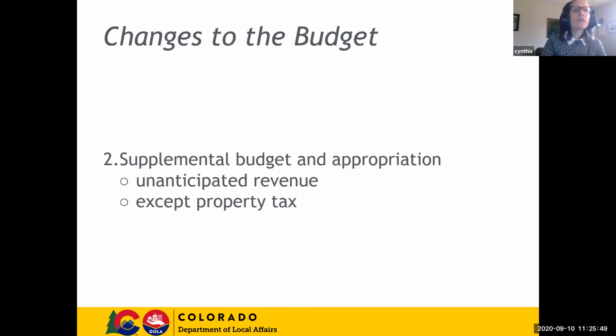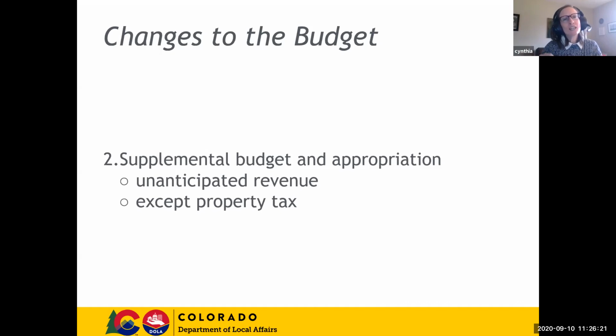Another really common kind of budget amendment is a supplemental budget and appropriation. And this is where there's unanticipated revenue that wasn't part of the original budget, maybe a grant that the board didn't foresee when they adopted the budget, and now they have secured. So they would adopt, again through another budget hearing, a supplemental budget and appropriation for that new unanticipated revenue.